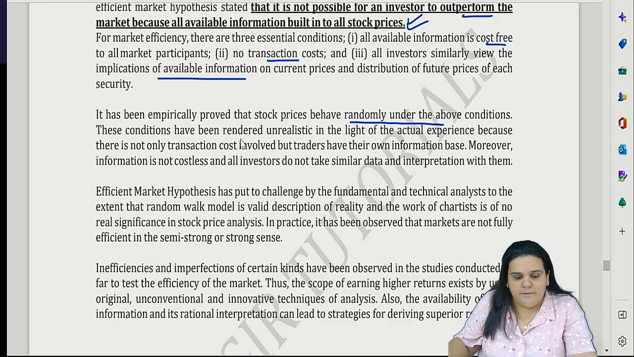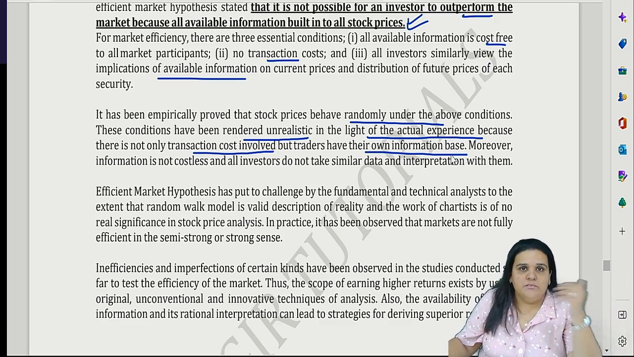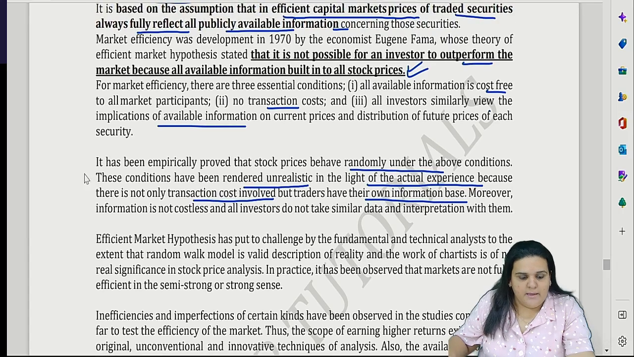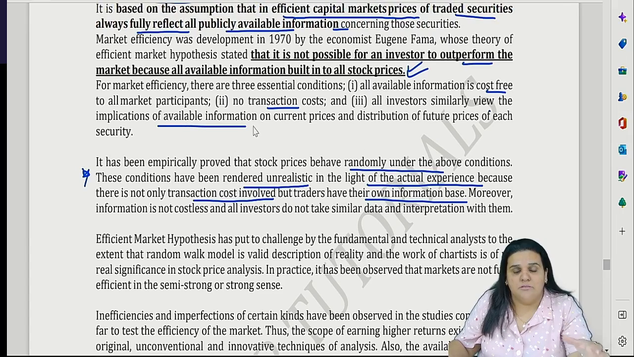These conditions are unrealistic in light of actual experience, because there is not only transaction cost involved, but traders also have their own information base. Some information which I may have, you may not have. So in the second paragraph they are saying that this particular theory or hypothesis is unrealistic in nature. It will show a random movement, and all these assumptions are random assumptions.